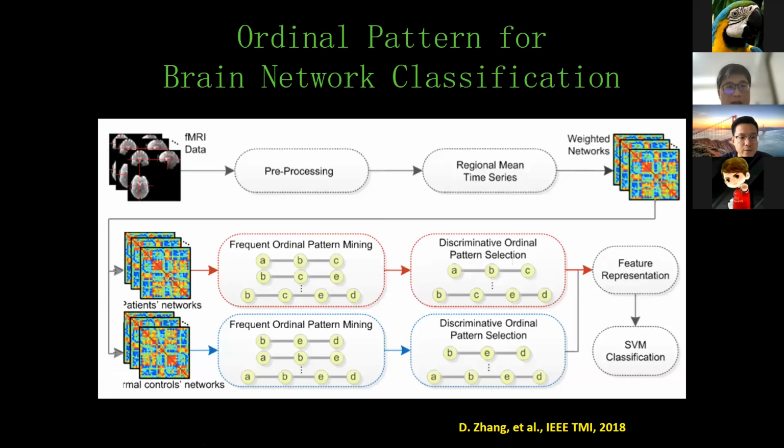So this is the flowchart for using the ordinal pattern for the brain network classification. Okay, so firstly, for each group of diseased people and the normal control group, we perform frequent ordinal pattern mining for each group, and then we perform a discriminative ordinal pattern selection step. Finally, we perform the classification.